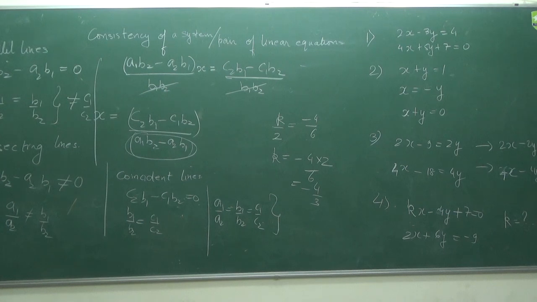Anything but minus 10 by 3. So you'll have to write k is not equal to minus 10 by 3. There's only one solution. You just check, you take k anything but that value, you will always get one solution. If you change k, you'll get another set of linear equations. You have to find the value of k so that they have a unique solution.